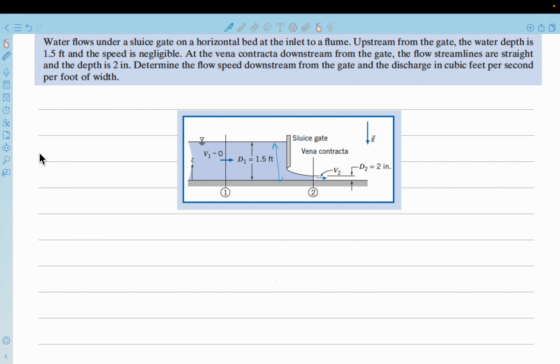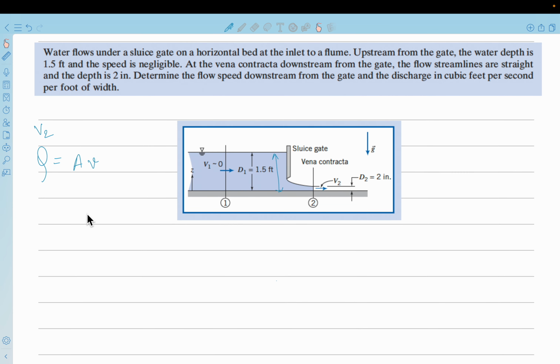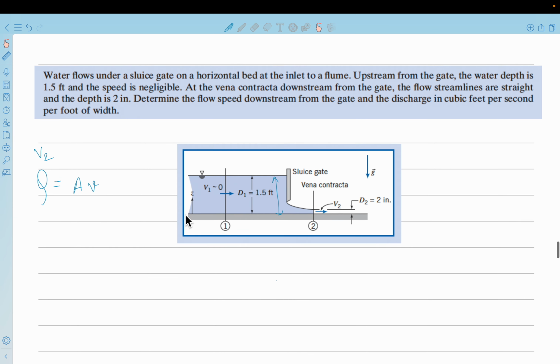Discharge is nothing but area into velocity, right? So discharge Q is area into velocity. Okay. So we will find the discharge, and the other thing you had to find was what is the downstream speed. So we have to find V2. Now given that they have already given you the streamlines are straight, so over here you have to assume that the streamlines are straight. So can we apply Bernoulli's equation, and between which points can we apply?